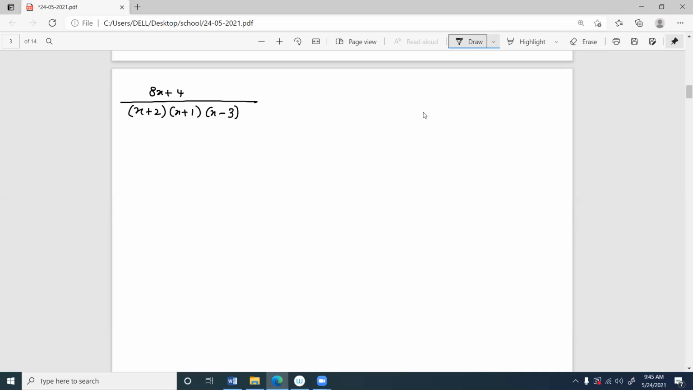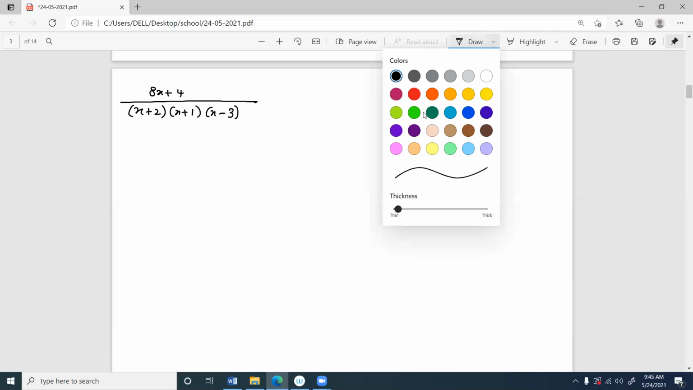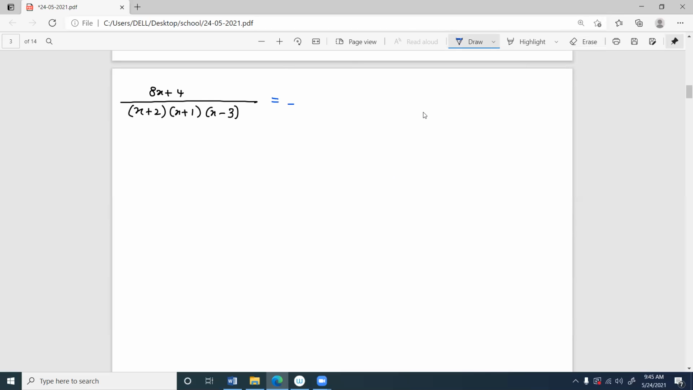So what can we do here is the answer. I will use a different color to show the answer. I can make them equal. There are three fractions, so you can write it like this. The first bracket is x plus 2, the next bracket is x plus 1, and the next bracket is x minus 3. Then you can label them with any letters. You can write P, Q, and R, whatever. It doesn't matter. You can use any letters you like.